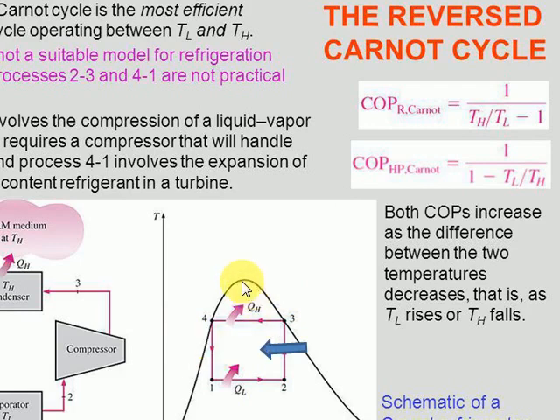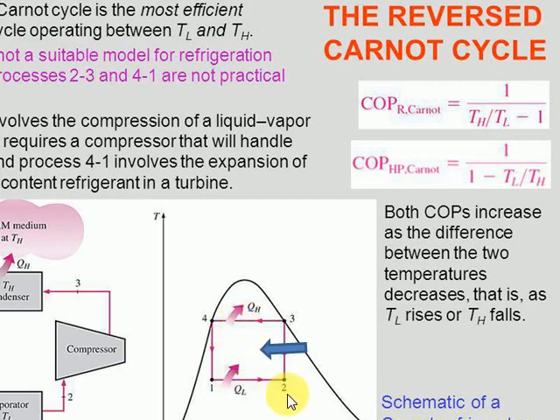And this point is the critical point. Critical point means at this point, the latent heat of vaporization is 0. So this reversed Carnot cycle is operated within the dome. So that's why in this particular refrigeration cycle, vapor is used as a refrigerant.